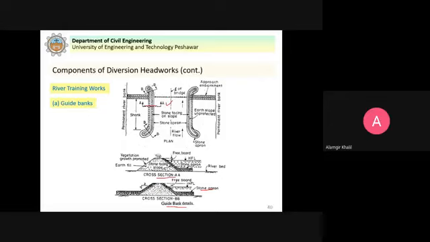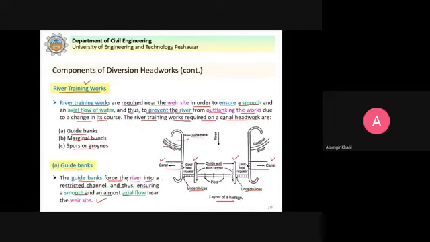Similarly, a section BB taken here. Again, you can see that these are just embankments. So we have the high flood level and a freeboard is provided not to overtop this structure. So these guide banks force the river into a restricted channel. You see the guide bank here and the guide bank here. So the water is restricted into the channel.